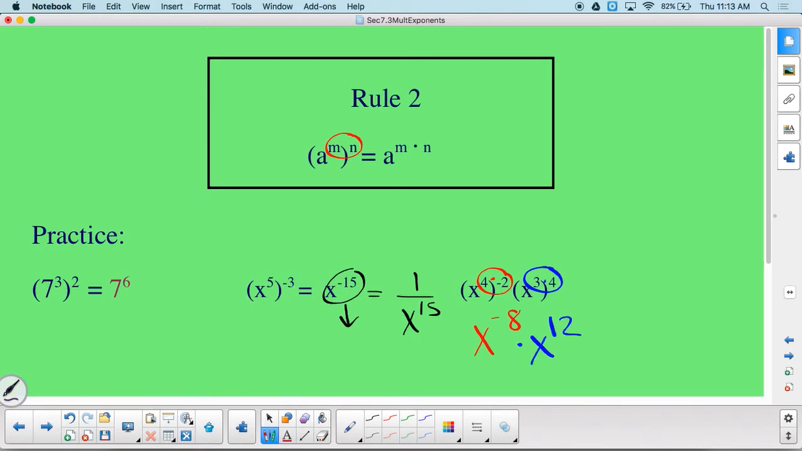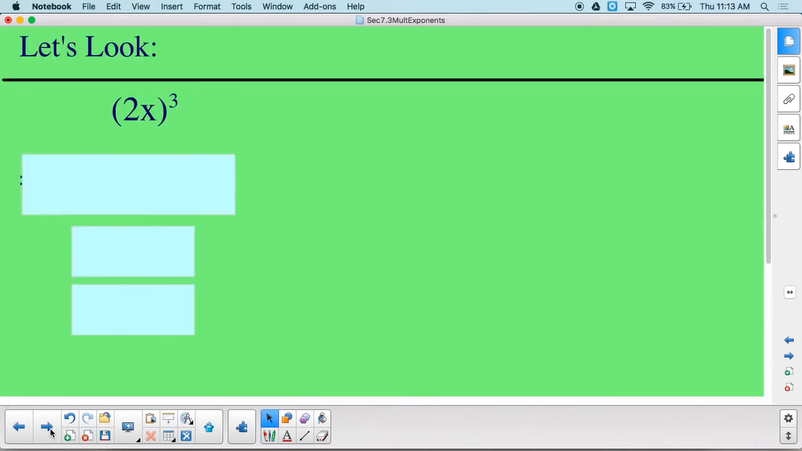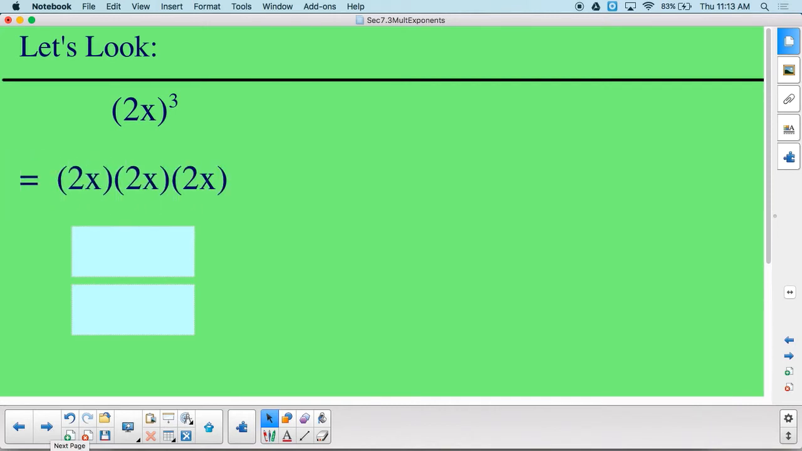And we want to combine our two rules that we know now. If we have the same base, we add the exponents. Negative 8 plus 12 would be x to the 4th. Second example, 2x cubed would be 2x times 2x times 2x. We could put that together. This is really 2 cubed times x cubed. We can simplify this just a bit. 2 cubed is 8x cubed.